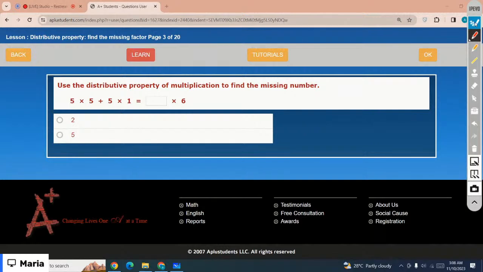Yes, very good. The missing number is 5, because you can see here 6 is the given, 5 and 5. 5 is the common number that is multiplying, and then you are left with 5 plus 1. So here you have 6. This one is 5. Got it? Correct option is 5.